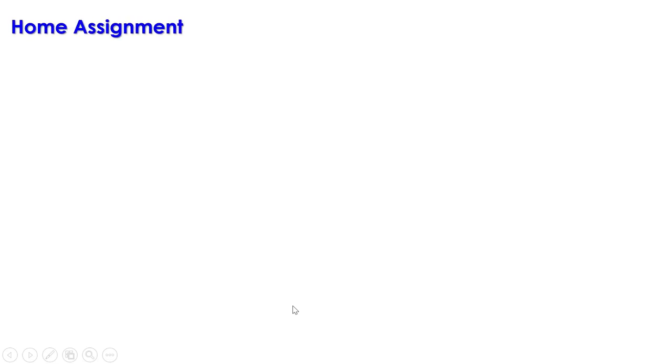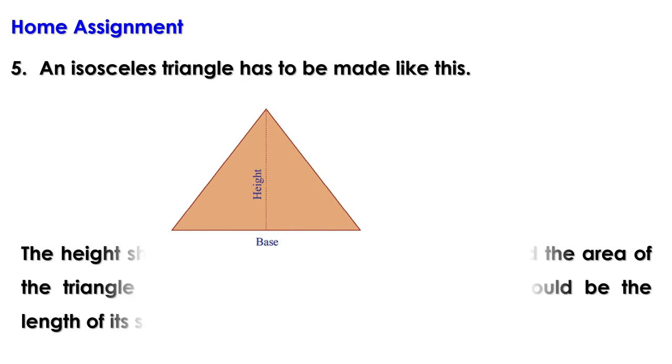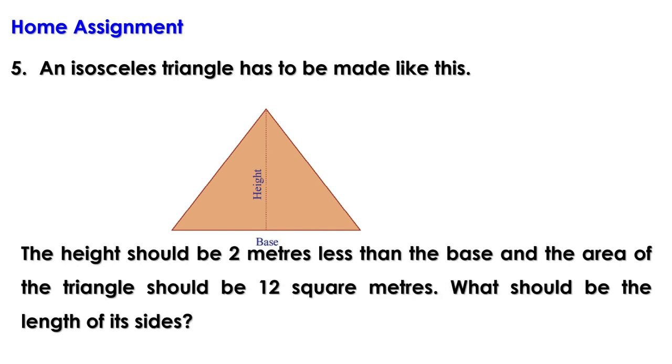Now there is a homework. An isosceles triangle has to be made like this. The height should be 2 meters less than the base and the area of the triangle should be 12 square meters. What should be the length of its sides?